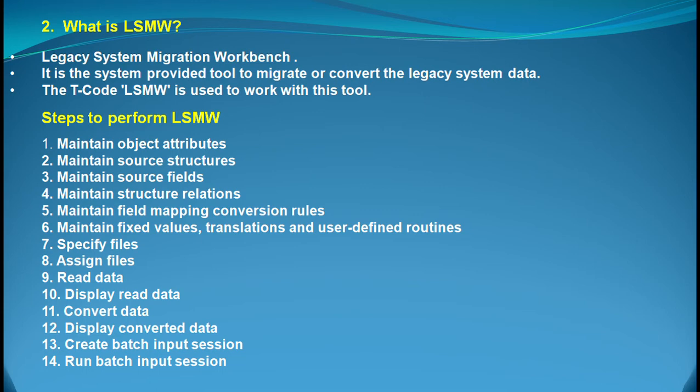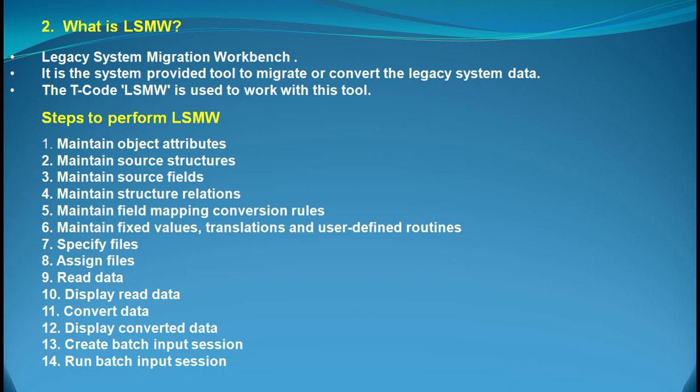Now we look at what are the various steps that you have to perform in LSMW. The first thing that you do, as it's written here, is you maintain object attributes, you maintain the source structure, you maintain the source fields. See, now source structure is different and source field is different. Please pay attention to this. Then you also maintain the relationship of the structure, right? The structure relation is very important.